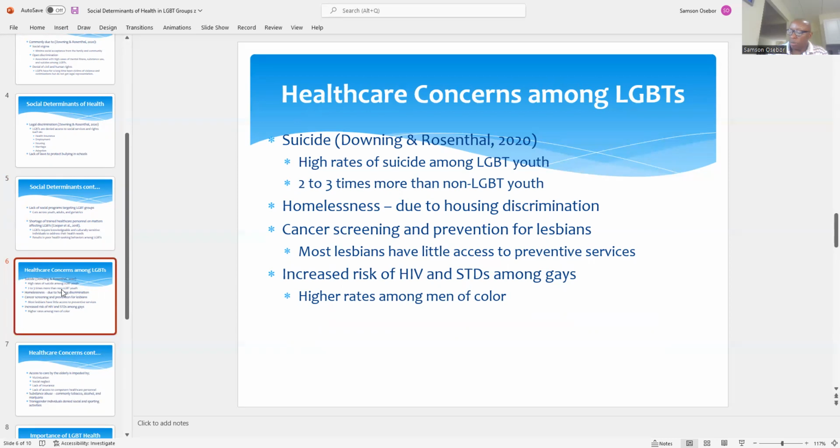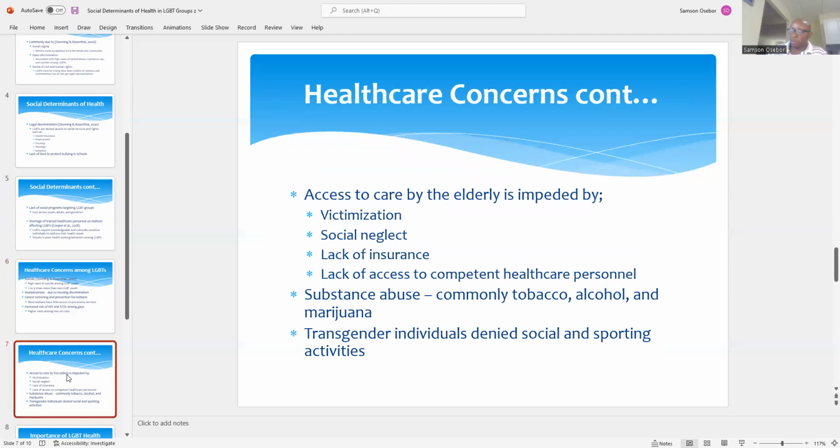Cancer screening and prevention is also low among the lesbians due to little access to preventive services. And there is increased risk of HIV and STDs among gay men, especially men of color. Healthcare concern among the LGBT group elderlies is impeded by victimization, social neglect, lack of insurance, and lack of access to competent healthcare personnel.